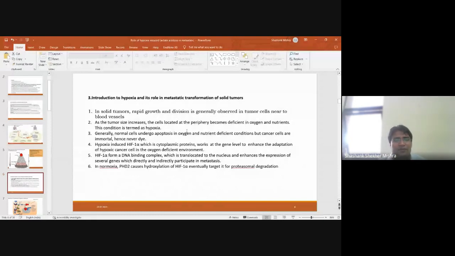Now, what happens normally when a normal cell does not get oxygen and nutrients? It dies due to programmed cell death. But in the case of hypoxic tumor cells, cancerous cells are immortal in nature. Cancer cells never die.